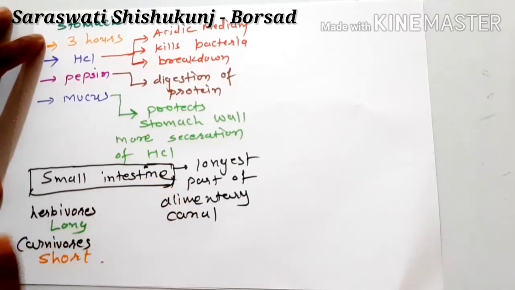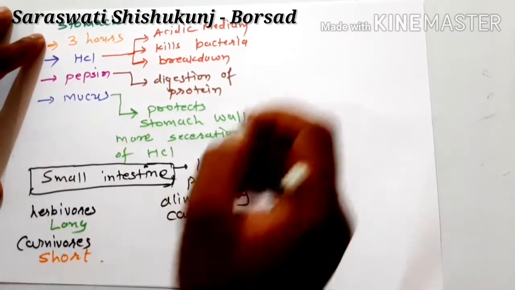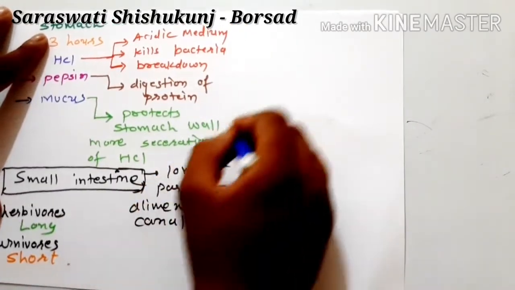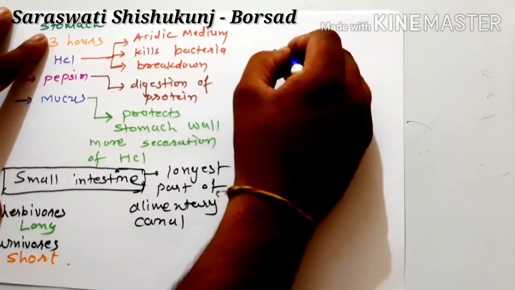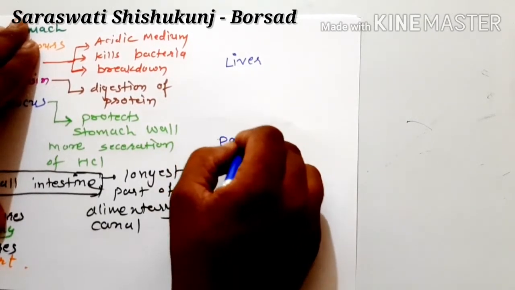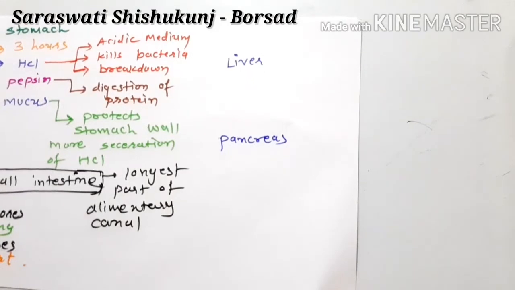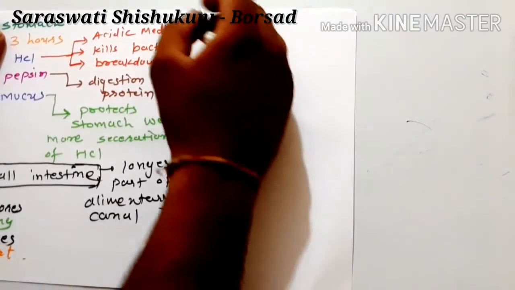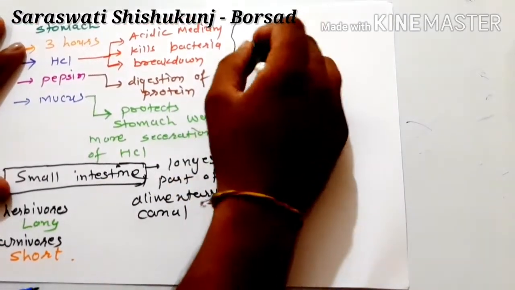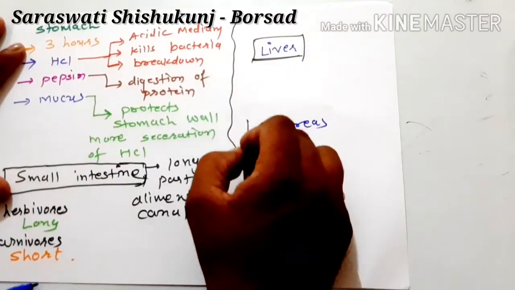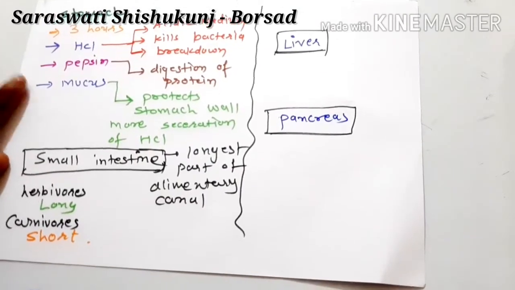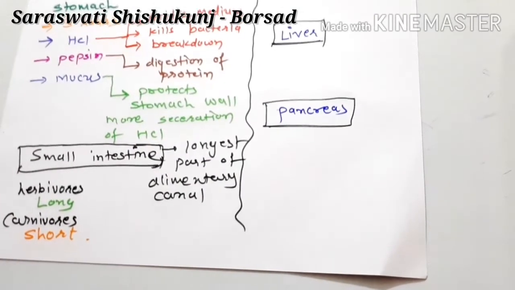In the small intestine, there will be secretion from different organs, like secretion from the liver and secretion from the pancreas. Now keep your focus here. In the small intestine, the liver will secrete some juice and the pancreas will also secrete some juices. It will be very helpful to us in our digestion. Now let's start first.